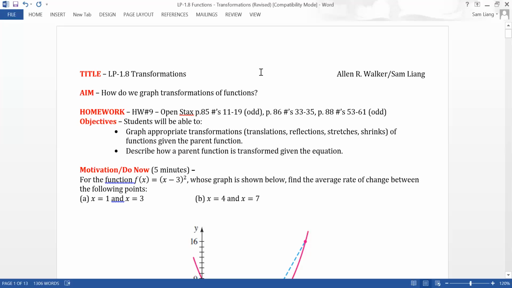Today we're going to talk about another topic that you have seen in Algebra 2, and we're just going to review it in this class. Okay, so today's topic is transformations. Aim is how do we graph transformations of functions.